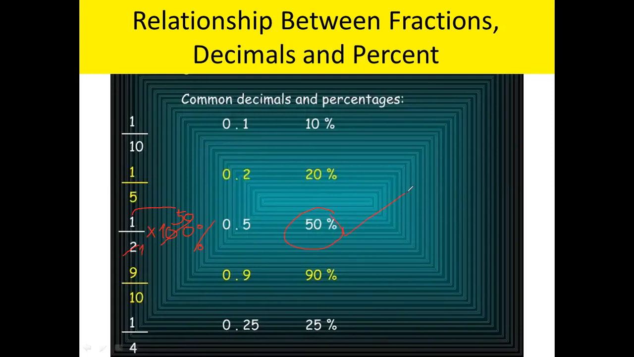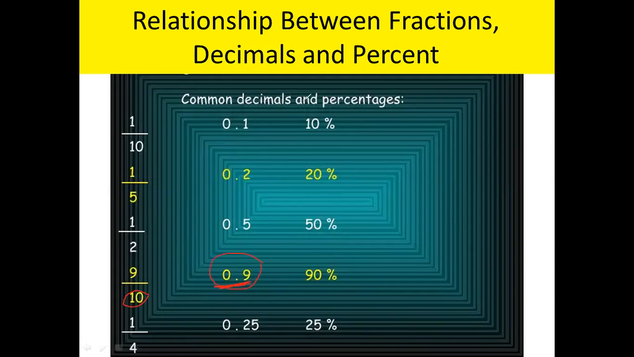One last. 9 over 10. We have now a denominator of 10. So 1 decimal place, because the denominator is 10. If 100, 2 decimal places. If the denominator is 1,000, 3 decimal places. So therefore 9 over 10 is equivalent to 0.9.